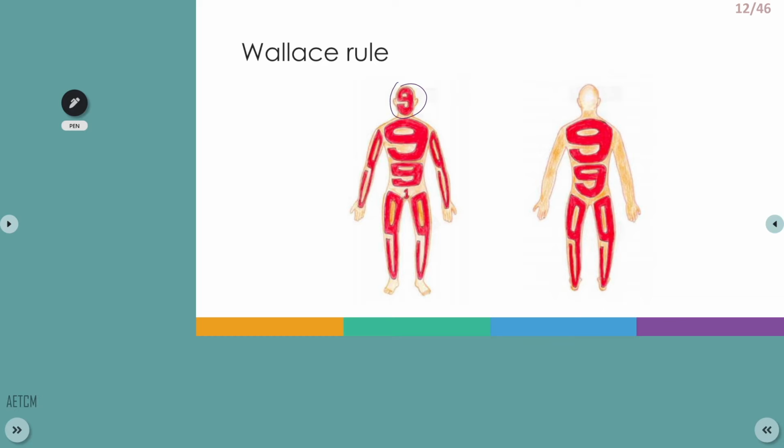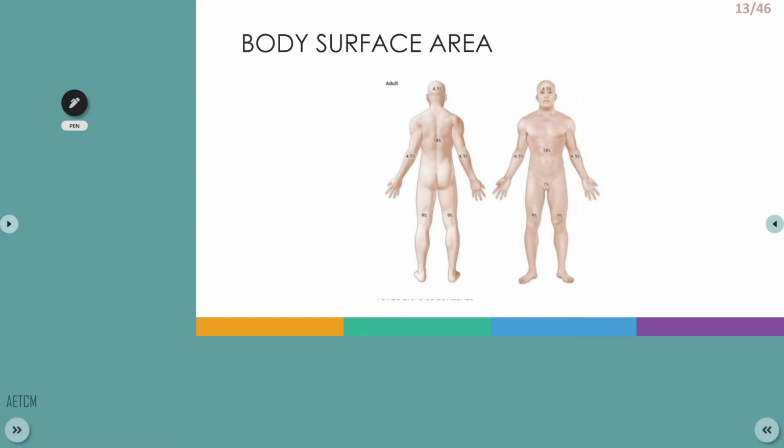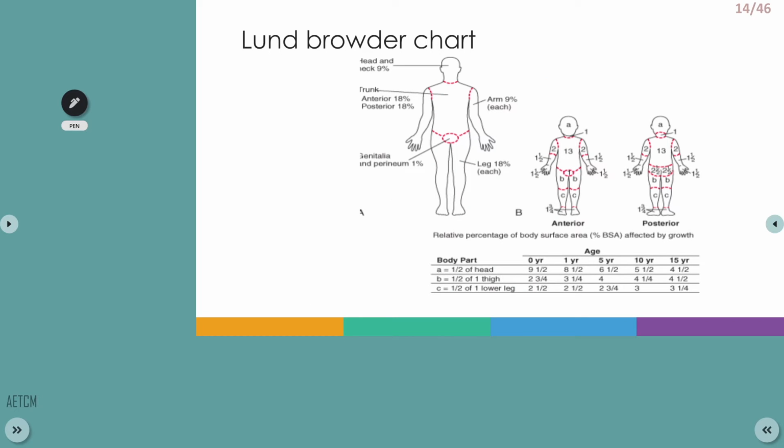Whereas in the lower limb, the anterior lower limb will have a score of 9 and the posterior lower limb a score of 9. But in the upper limb, it is only 9 total for anterior and posterior. Whereas for the lower limb, anterior and posterior both will have a score of 9, so 18. And external genitalia will have a score of 1.